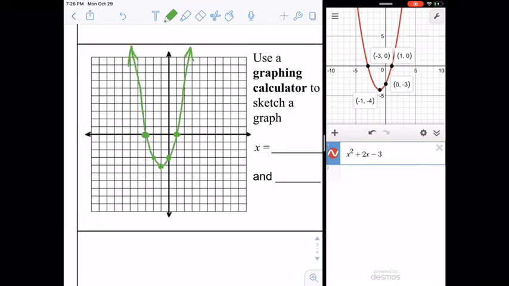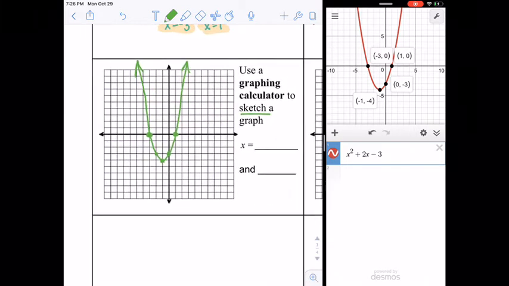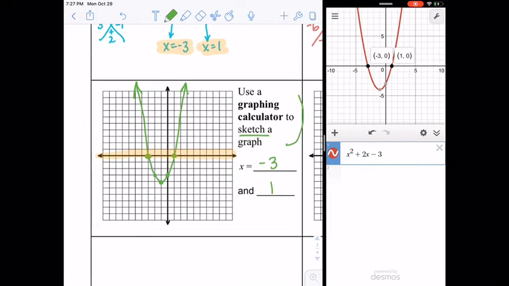When they say the word sketch, sketch just means you have to include the important pieces: the y-intercept, the x-intercepts, and the vertex. So if I look at my points here, I see that my solutions where it touches the x-axis are indeed -3 and 1, which is exactly what I saw here. So we can see that those are verified.